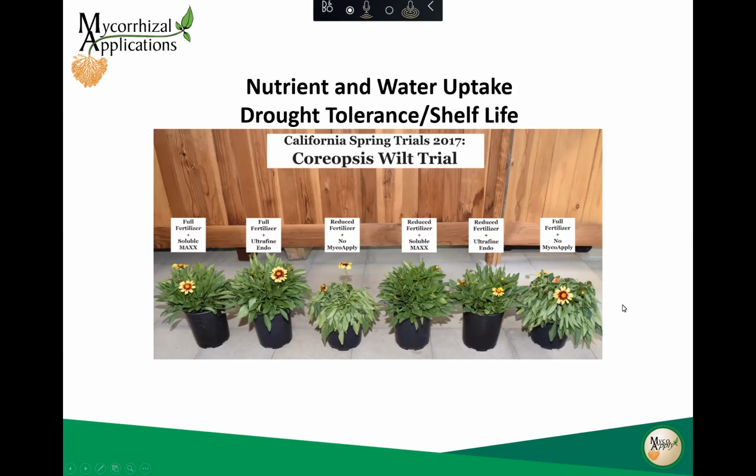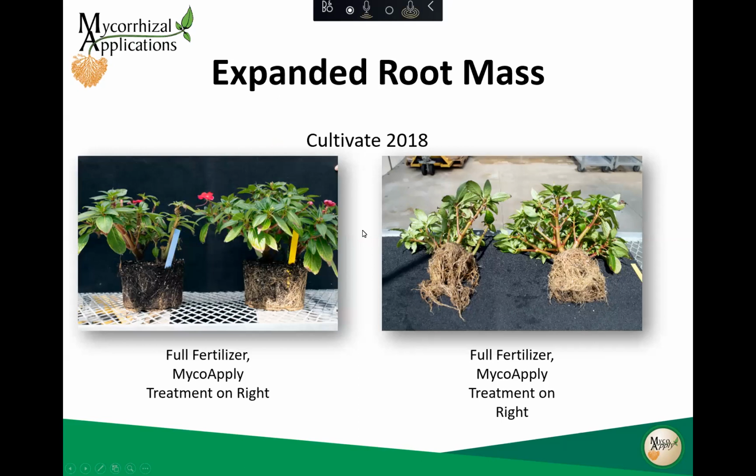So I just wanted to also include some pictures of our root mass. You can see with full fertilizer over here, you're going to see a difference in root mass with the mycorrhizae on the right, as well as in this picture, with mycorrhizae on the right versus this one without mycorrhizae, for Cultivate 2018.